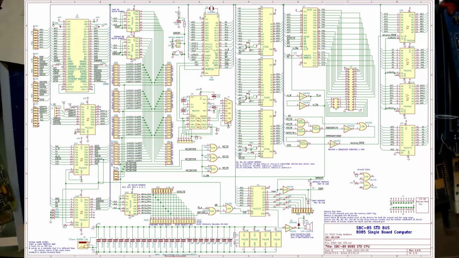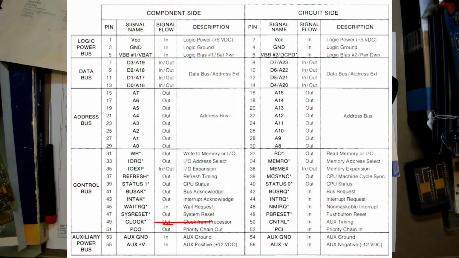If you want to reset the 8085, you need to pull the push button reset low, which is on pin 48. All right, so we were up to pin 49. The last two that we're going to talk about are both clocks.